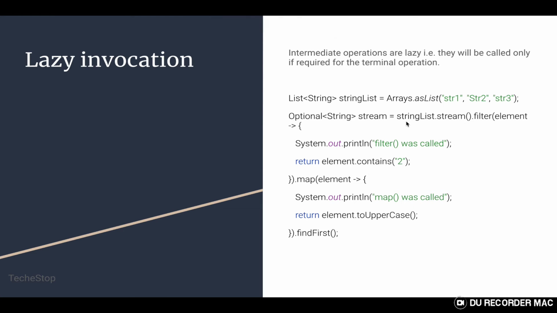The next topic is lazy invocation. Intermediate operations are lazy, that is, they will be called only if required for the terminal operation. This is what I talked about in the properties section of the stream: all the intermediate operations are not called for every element present in the data source. It depends on the pipeline which you have created, whether a particular intermediate operation has to be executed or not. So let me go through an example once.